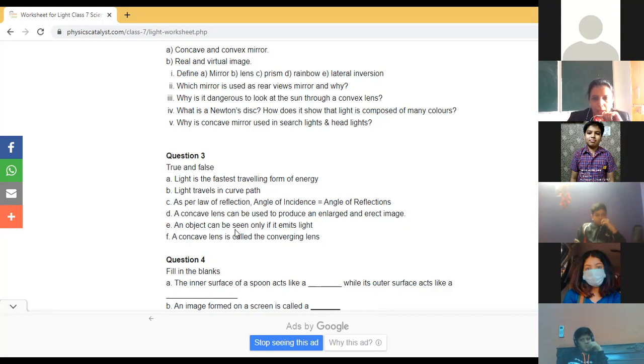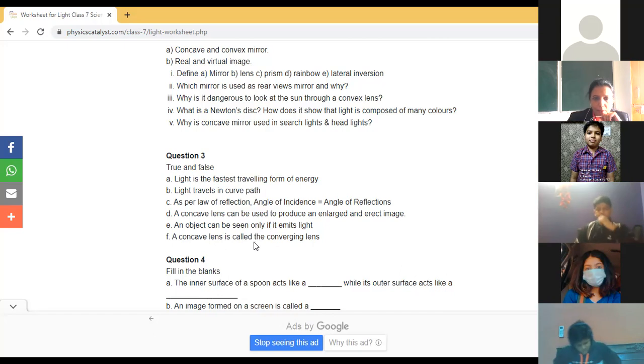Number E. An object can be seen only if it emits light. Is it true? We can see only that object which emits light. False. Yes, it is false. We can see objects that do not emit their own light. When we switch on the light and it falls on them, then we can see them.